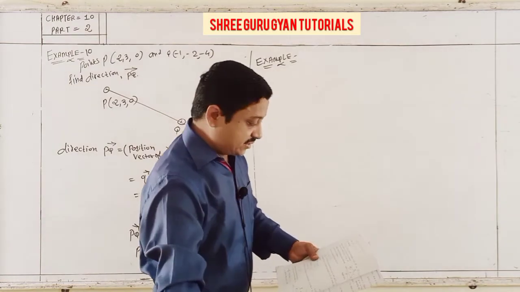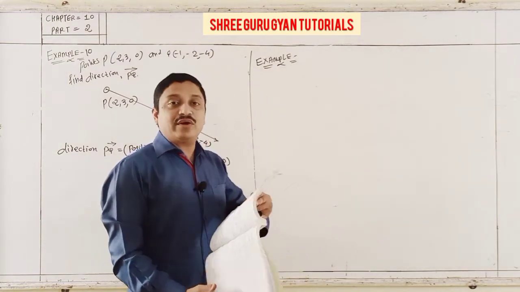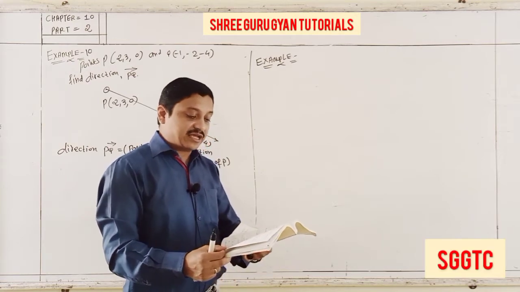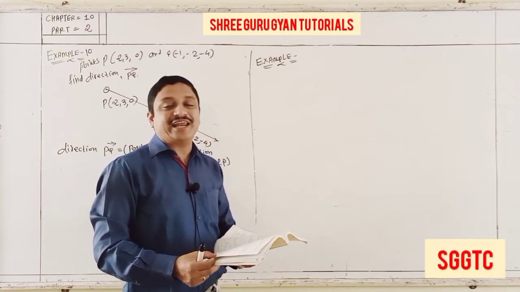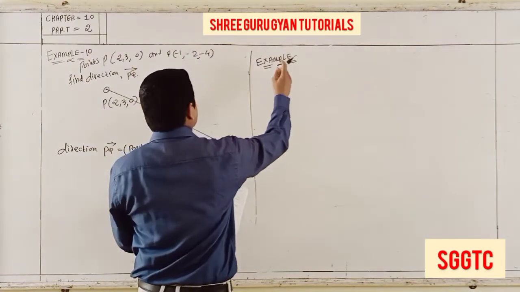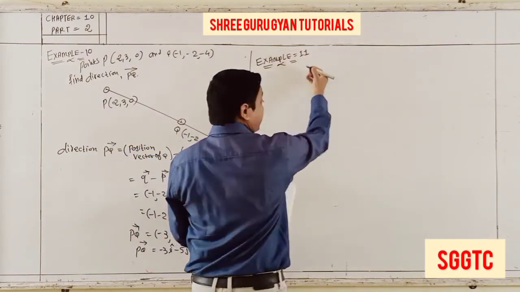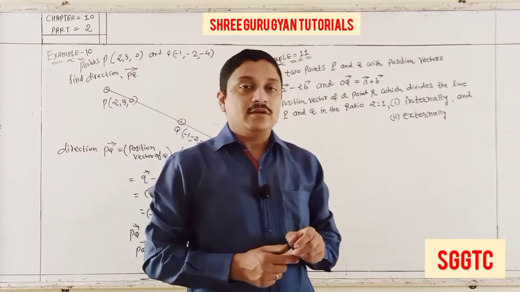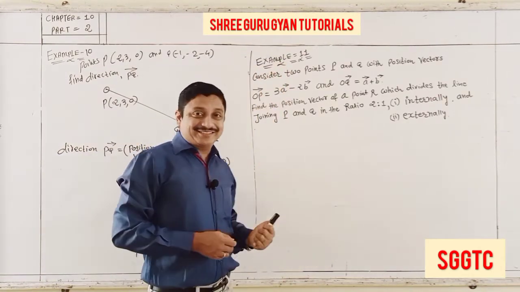Very easy, students. Now we are going to the division ratios related to P and Q, given that and asking for the internal and exterior divisions of the question, Example 11. Yes, students. Now continue, students. Example 11.